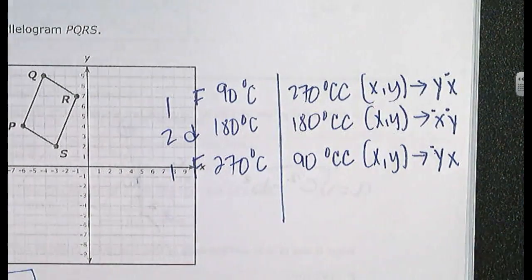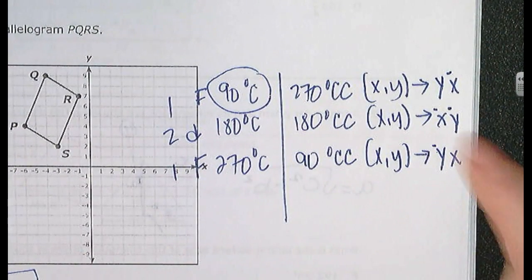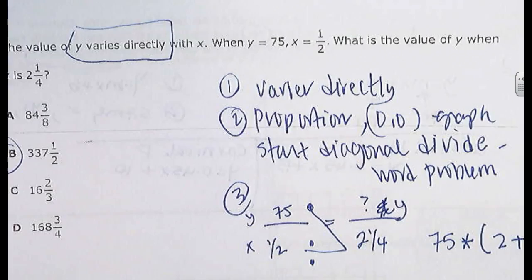So, it says which one down here is 90 degrees clockwise. Well, clockwise is right there. So that would be this one. So I need a y and a negative x. How about choice J?